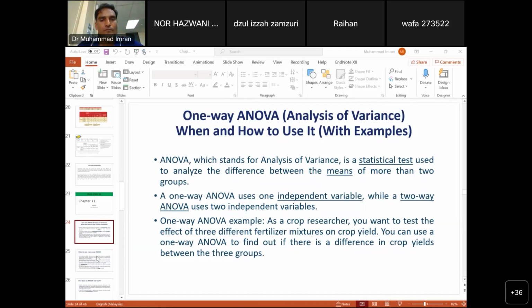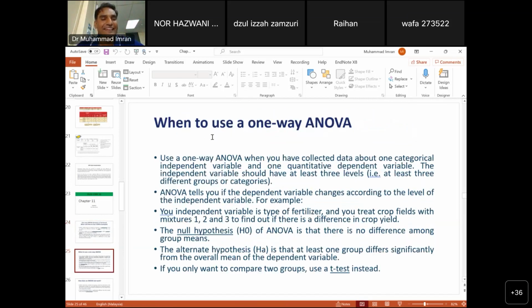Anyway, so these slides: when to use a one-way ANOVA? Use one-way ANOVA when you have collected data about one categorical independent variable and one quantitative dependent variable, quantitative on a ratio or interval scale. The independent variable should have at least three levels. Okay, at least three levels, different groups or three categories. Suppose three levels mean higher, middle or lower level.